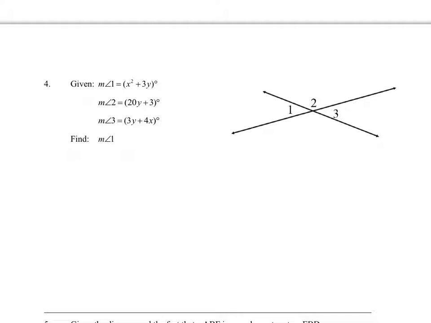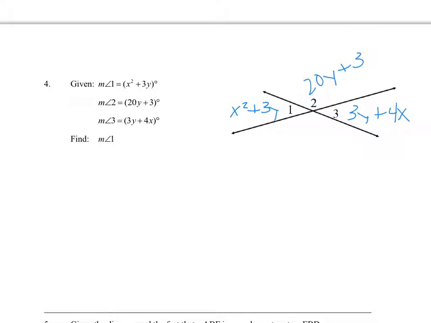And the last one I'll do here is number 4. The rest of them are really proofs, and we'll cover those when we get back to class together next time. So given the measure of angle 1 is x squared plus 3y, angle 2 is 20y plus 3, let's just fill these in: x squared plus 3y, 20y plus 3, and then 3y plus 4x. Find the measure of angle 1.